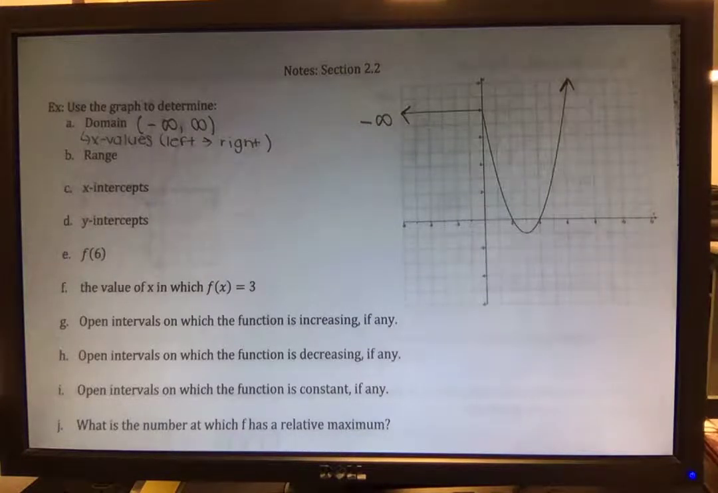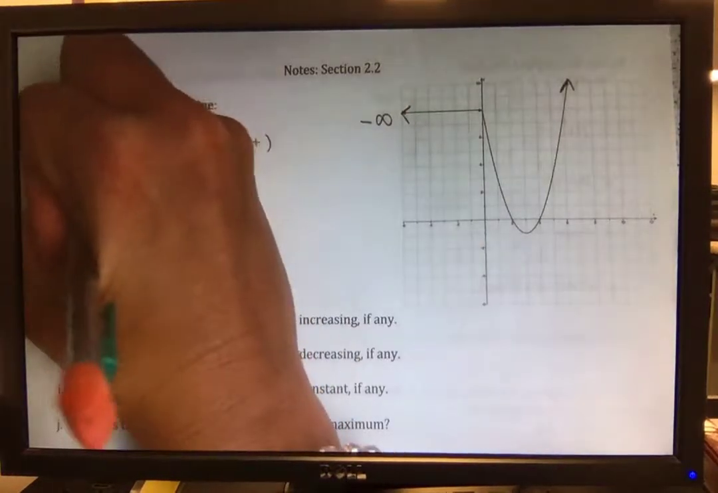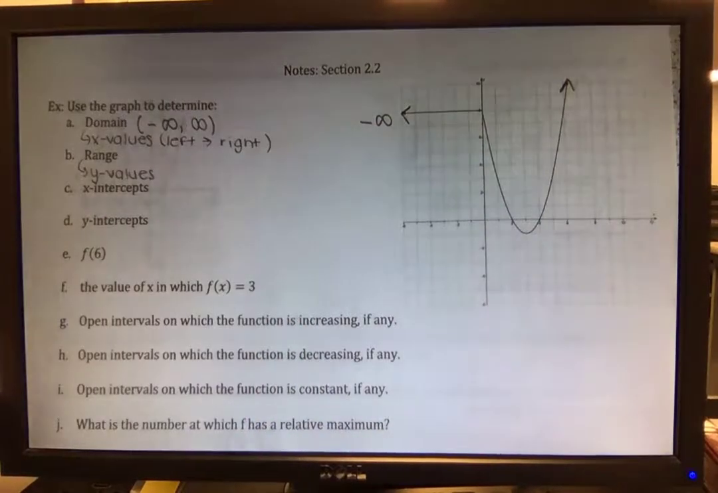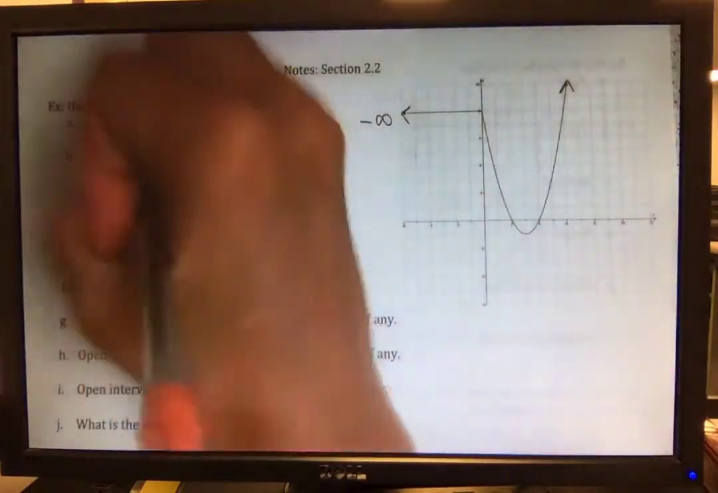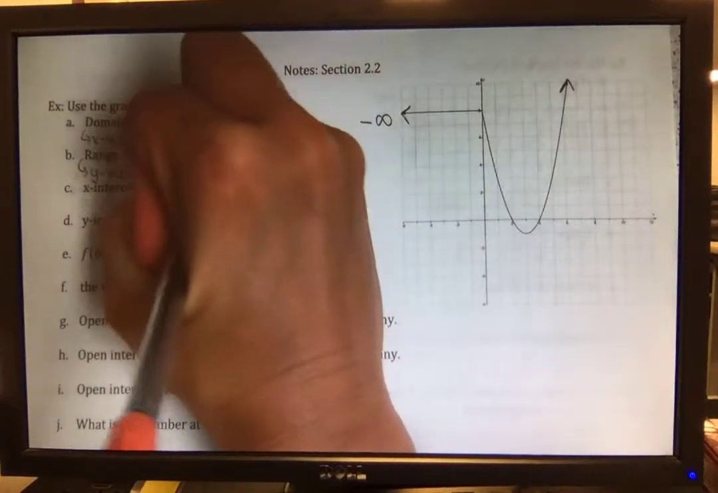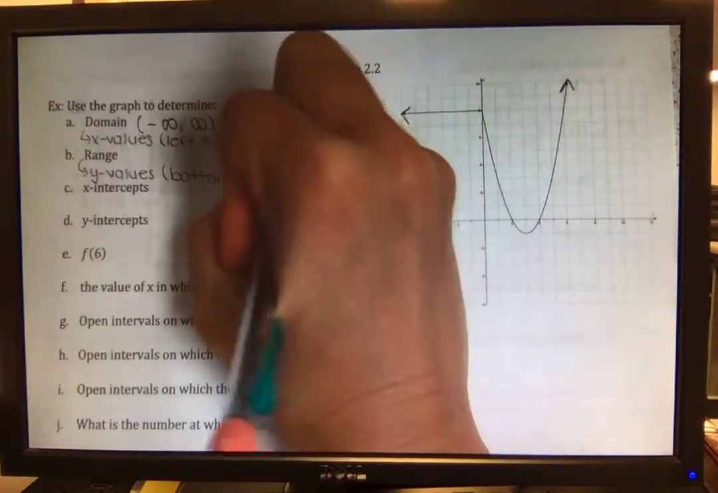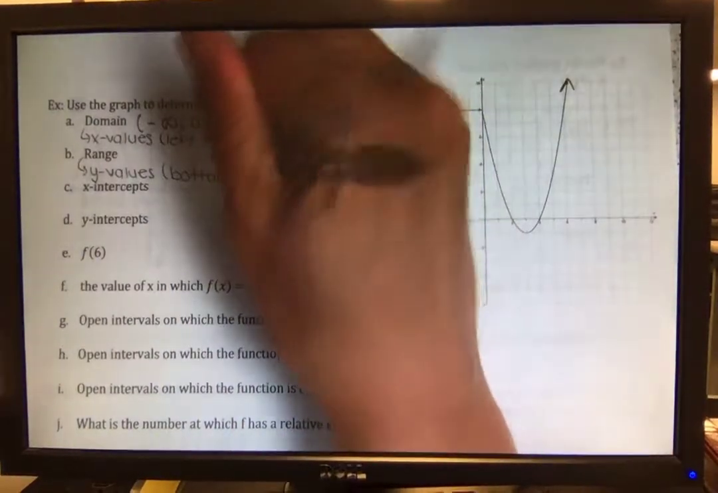Question B says our range. Our range is our y values. Again, we have to write our y values from least to greatest. Our smallest y values are at the bottom. So we're going to start at the bottom, and then we're going to work our way to the top of the graph. So looking at a graph from the bottom to top.